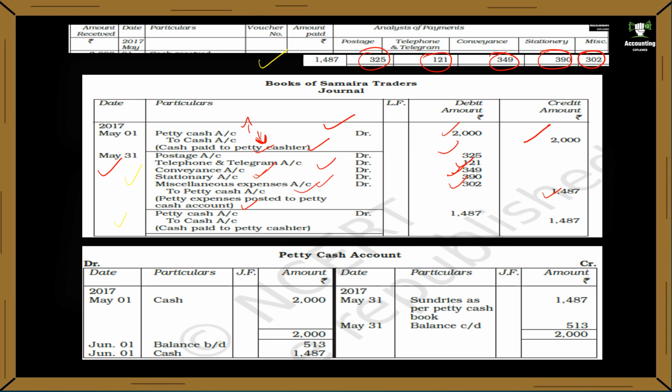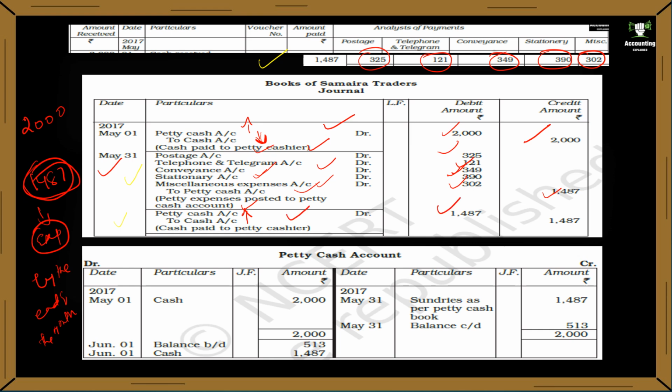Now our petty cash imprest fund was 2000 rupees and our expenses were 1487. This is our expense. This has to be reimbursed by the end of the month. That is what we saw. So this is going to be reimbursed to us as 1487. Again, petty cash is an asset. It is going to be increased, so it has to be debited. Petty cash account debit 1487 to cash account, which is an asset. It is decreased, so credited 1487. Cash paid to petty cashier to maintain the imprest fund of 2000 rupees.